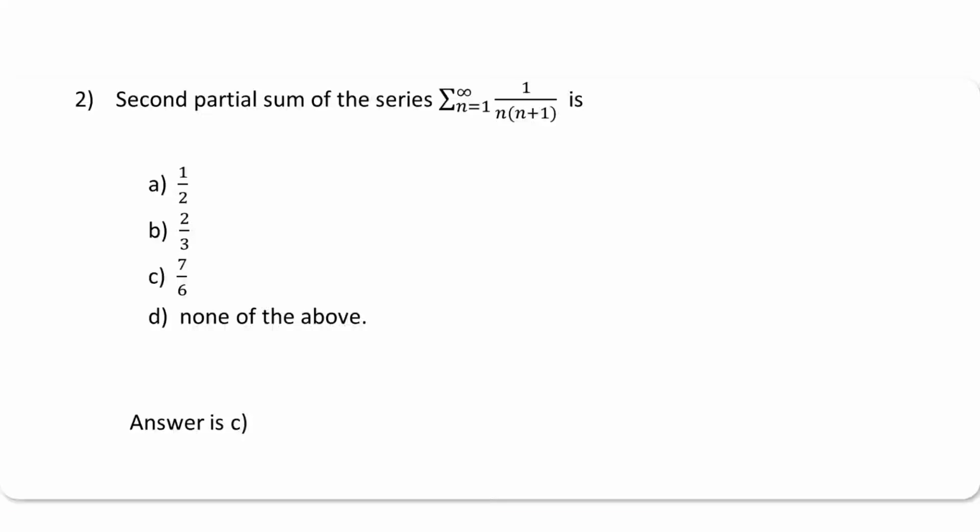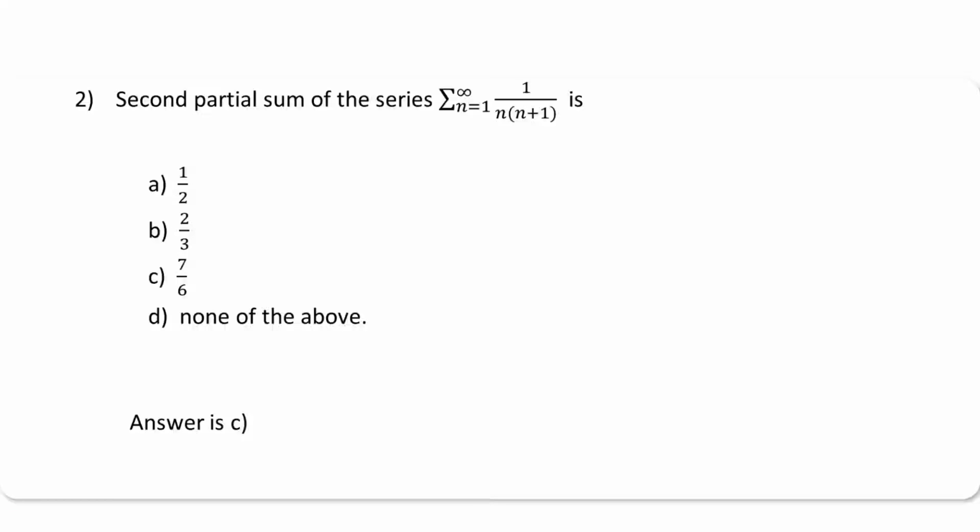Now how do we find the second partial sum? When n is equal to 1, S1 is equal to u1, that is the first partial sum. When n is equal to 2, that is u2. S2 is equal to u1 plus u2. What is u2? u2 becomes 1 divided by 2 into 2 plus 1, which is 1 divided by 2 into 3, that is 1 by 6. When we add these two terms, 1 by 2 plus 1 by 6.